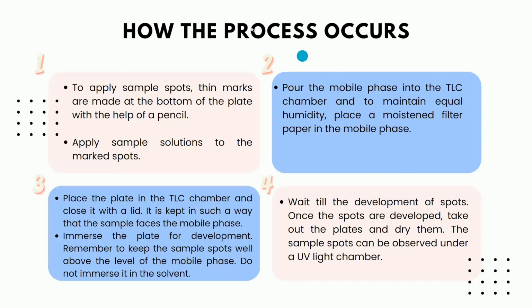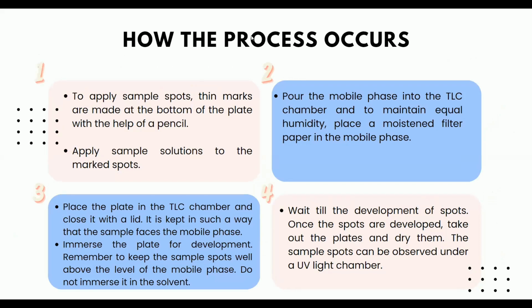How the process occurs. To apply the sample spot, thin marks are made at the bottom of the plate with the help of a pencil. Apply sample solution to the marked spots. Pour the mobile phase into the TLC chamber and to maintain equal humidity, place a moistened filter paper in the mobile phase.